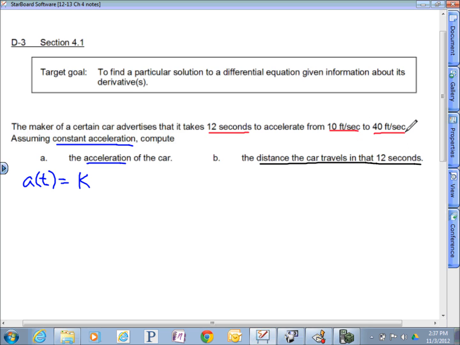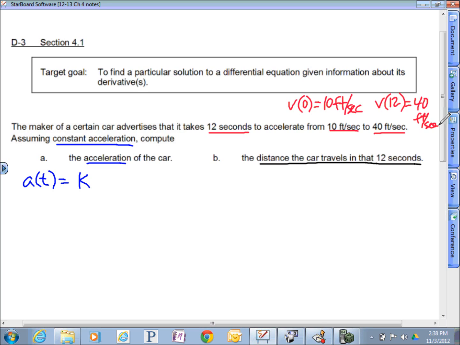If I sum that up, we start measuring this thing at what I'll call the initial time 0. So my velocity at time 0 would be this 10 feet per second. And 12 seconds later, my velocity would be 40, again, feet per second. So that's information about velocity, and it says that we've got constant acceleration.